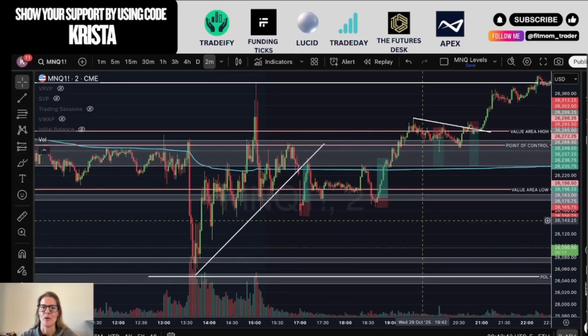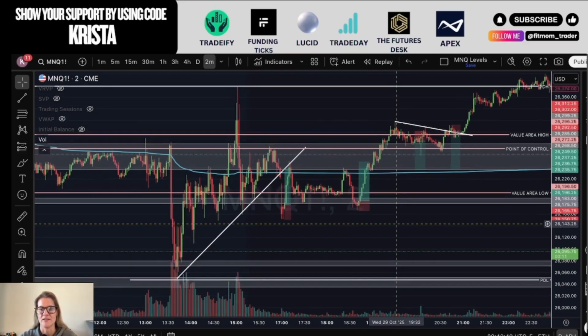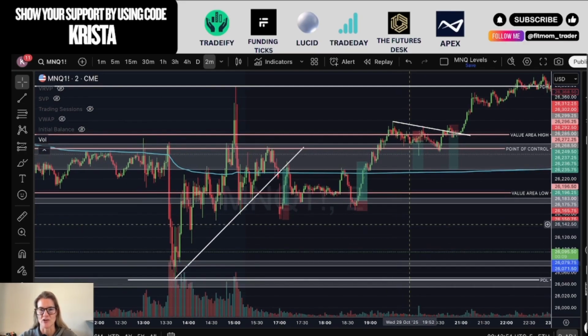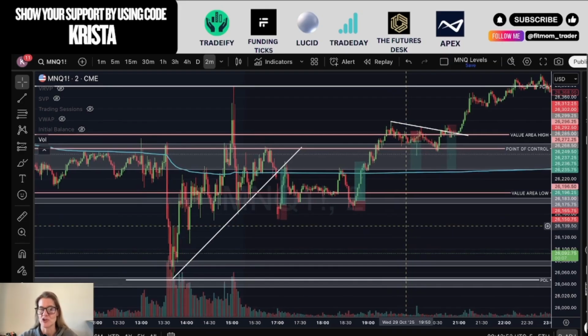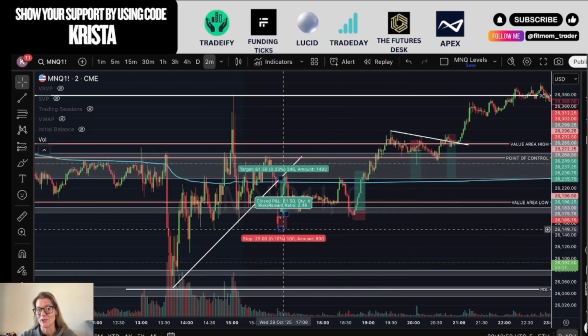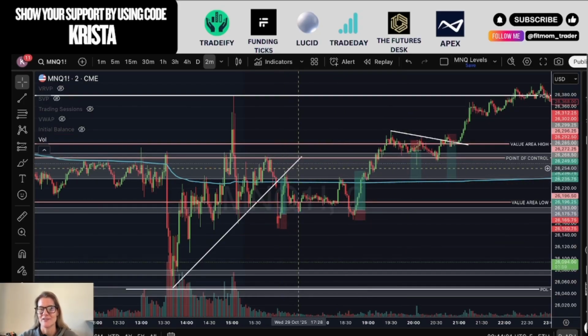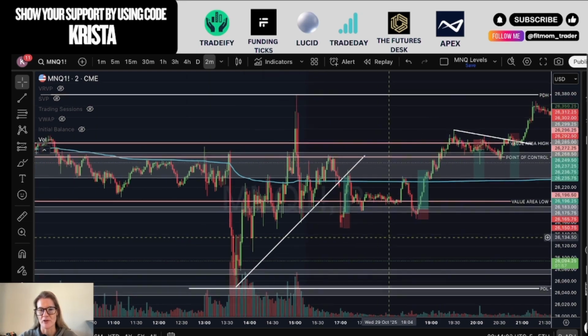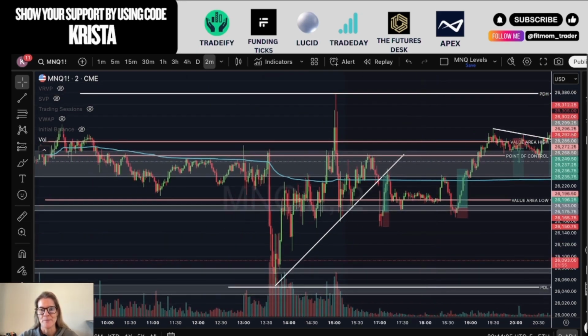If you guys have been following any of my videos before, I talk a lot about visible range volume profile. So that's what these gray shaded areas are. I was looking for shorts today because we have this big area of resistance up here, but I was also looking for a retest towards that level. So that's why my first 2 trades were long.